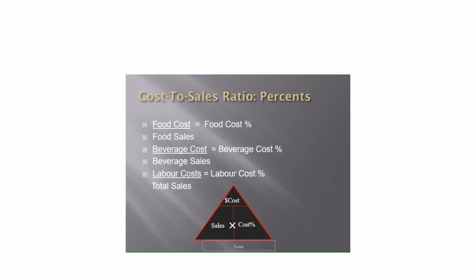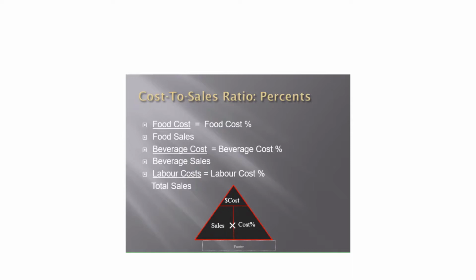So now that we know that we use cost percentages to communicate our costs, we're going to show you how to calculate them. Percentages would also be a cost to sales ratio. We can have many, but the ones we go over here, there's only three: our food cost percentage, our beverage cost percentage, or our labor cost percentage.